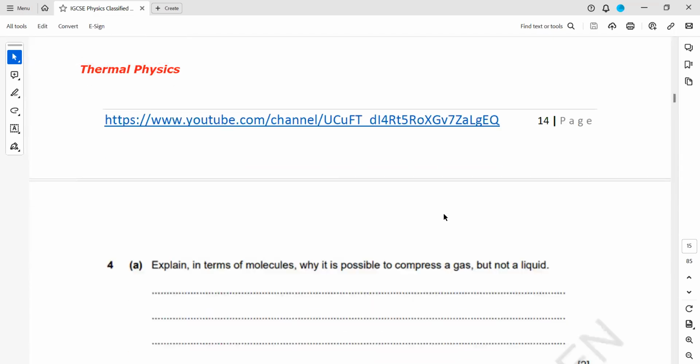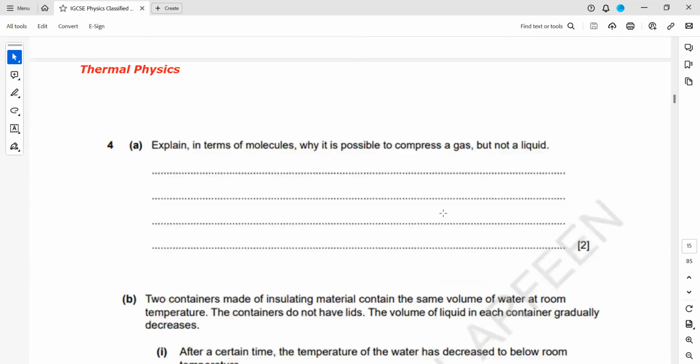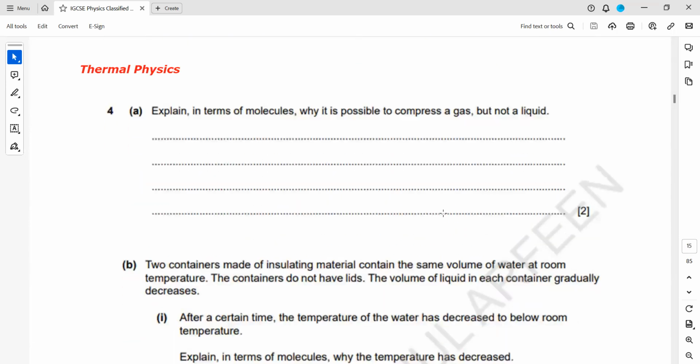Page 14, we did the last. That was page 14. Now, page 15. Explain in terms of the molecules why it is possible to compress a gas but not a liquid. Yes, why we can compress a gas but not a liquid.